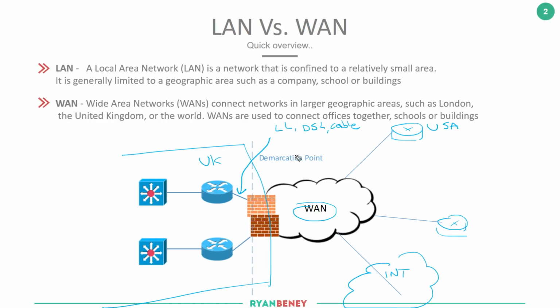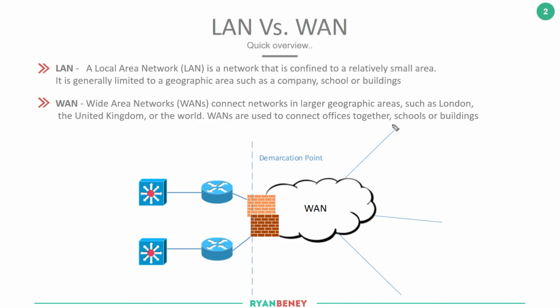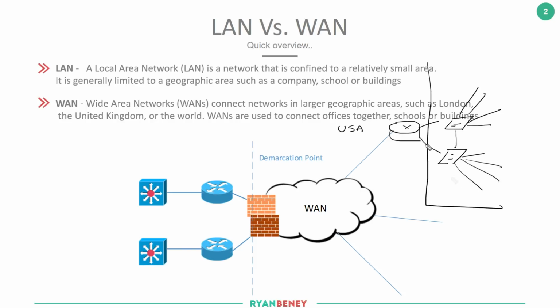Now, moving on to a LAN would be something that's actually behind this particular WAN. So, for example, let's say this is another office in the US of A, and on the back of this particular router they have maybe a bunch of switches, and off the back of these switches they have a ton of PCs plugged into them. This would be considered a LAN. Same is true over here. This would be considered a LAN.